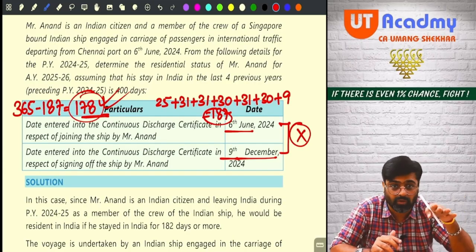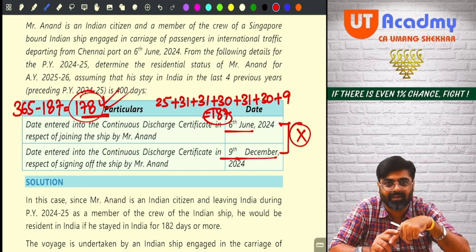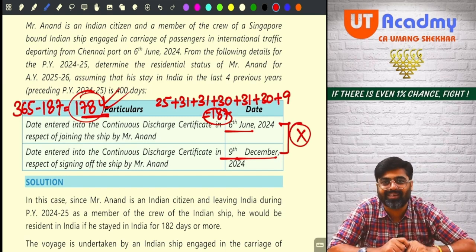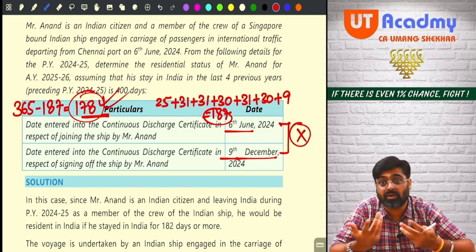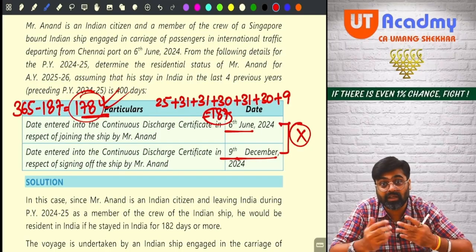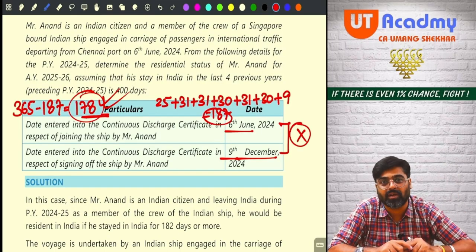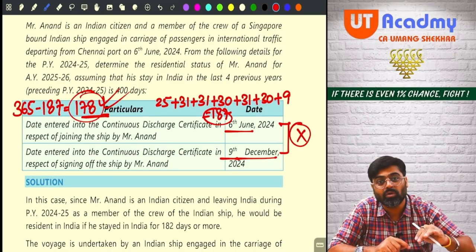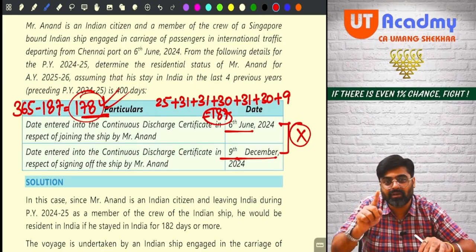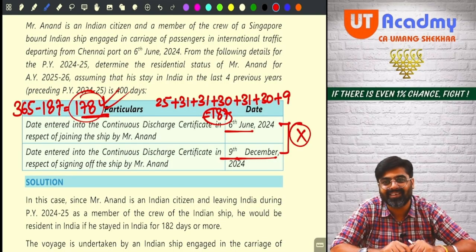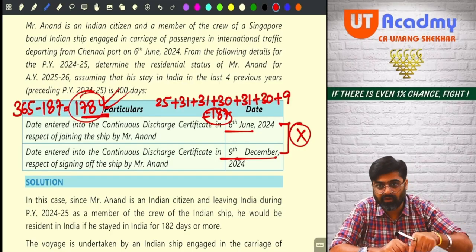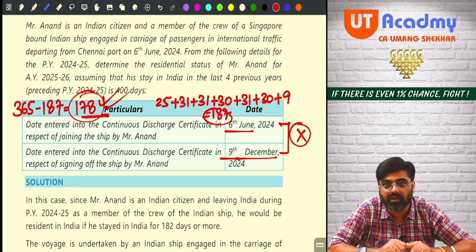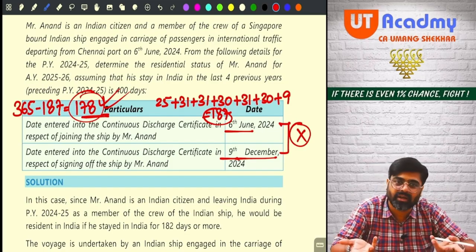But before calling yourself a non-resident, check whether you are covered by 6(1)(a). Are you an Indian citizen? Yes. But they have not mentioned your total income. They are not saying that you are not liable to pay tax in a foreign country. That means they don't want to introduce the concept of deemed resident. If they would have wanted, they would have definitely given that information over here. That means you are not a deemed resident.